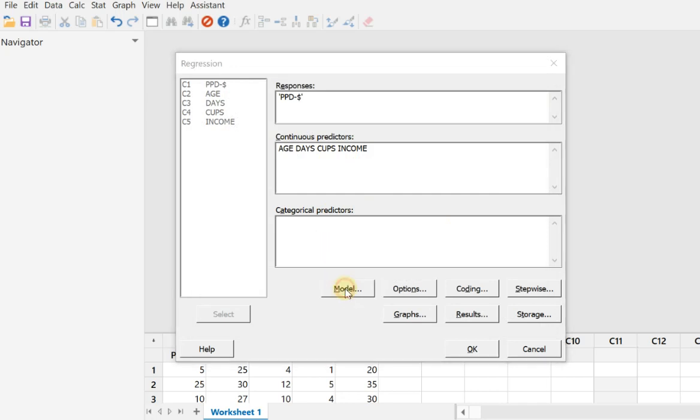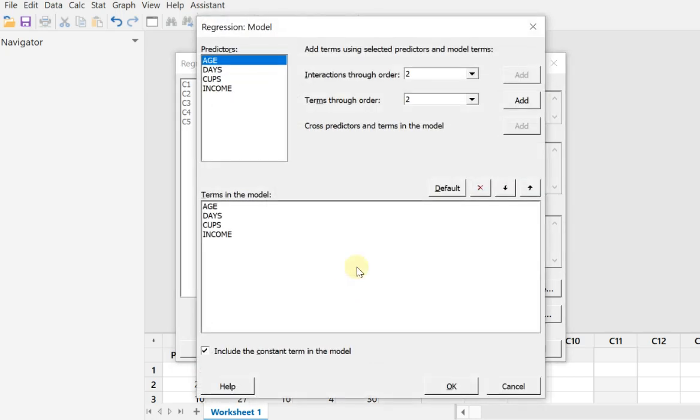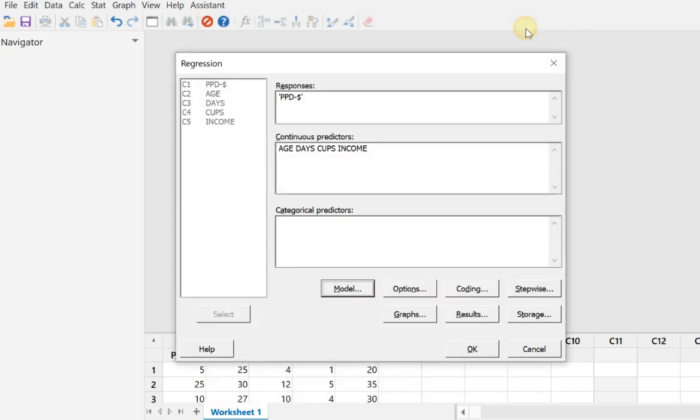And there you go. Let's click on the model. Now the model here, we're going to keep it at the default that it is right in here. Terms in the model are age, days, cups, income. If you want, you can create interaction models, so on and so forth, like the interaction of days and cups, age and income, things like that. So just leave everything alone and hit OK.